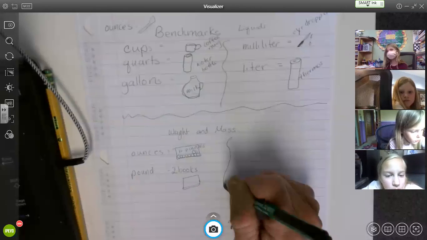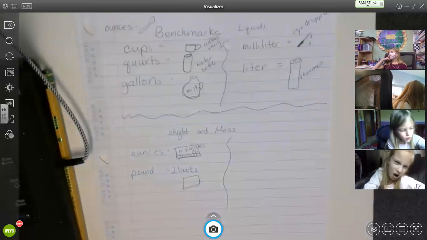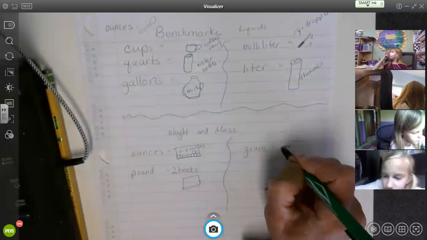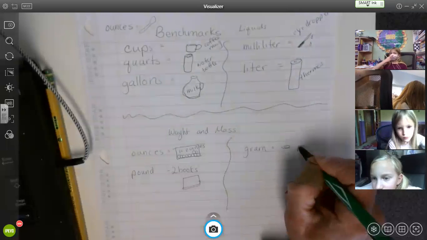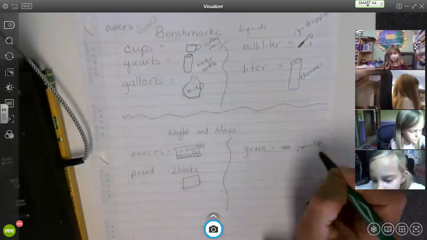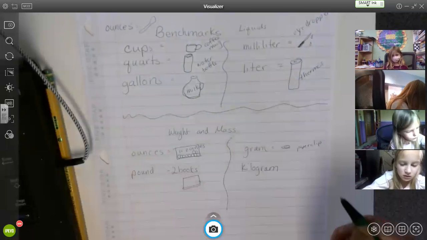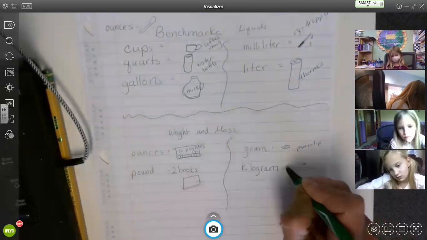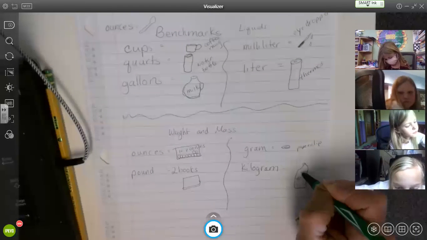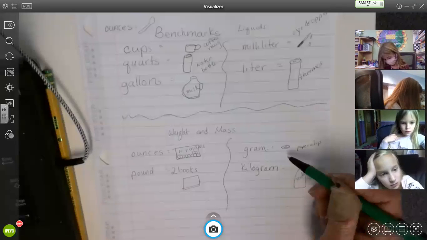And then we also looked at grams and kilograms. The gram was only, for our benchmark, a paper clip. And then the kilogram was the weight of a liter of soda. So kilogram was much heavier than a gram. 1,000 grams equals 1 kilogram.